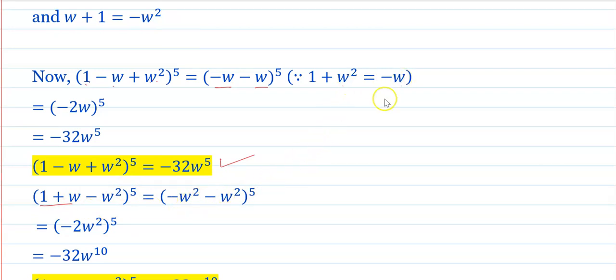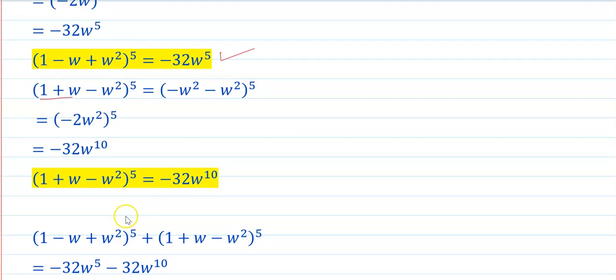आता हा ओमेगा इकडे आला आणि ओमेगा स्क्वेअर इकडे गेला. Then therefore you will get minus omega square minus omega square, you will get minus 2 times omega square bracket is to 5. And 2 into 5, you will get 10. Minus 32 omega raised to 10. Okay, this is the value.